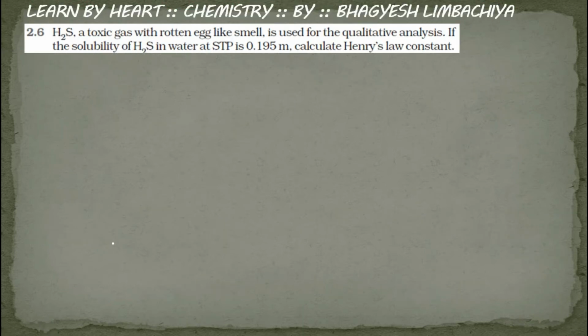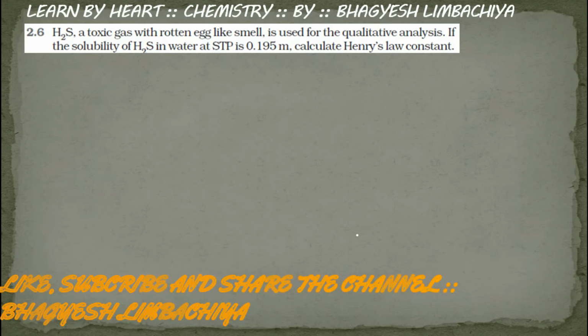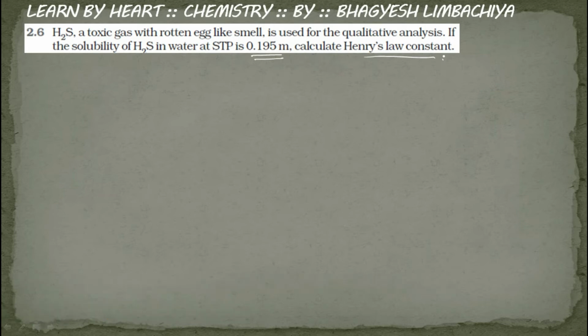Next, H2S is a toxic gas with a rotten egg smell, and it is used for the qualitative analysis. Solubility of H2S in water is given to you as 0.195 molar. Then calculate the Henry's law constant, that is KH is asked.